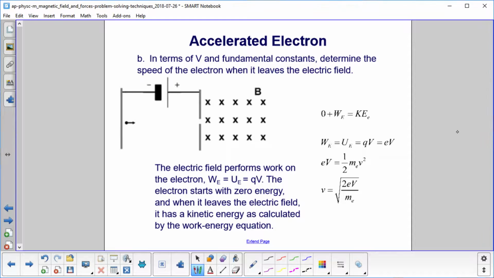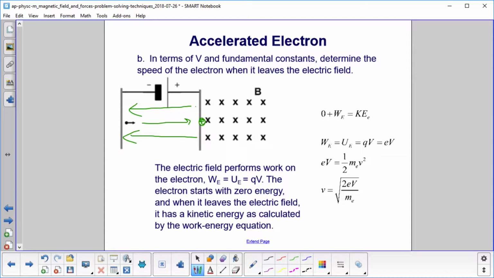In terms of V and fundamental constants, determine the speed of the electron when it leaves the electric field. So the electric field is like this. We showed that in part A. And of course an electron will accelerate opposite the electric field. So it's going to accelerate due to the electric field and leave here. And then it'll have a constant speed because the magnetic field will not change its speed.